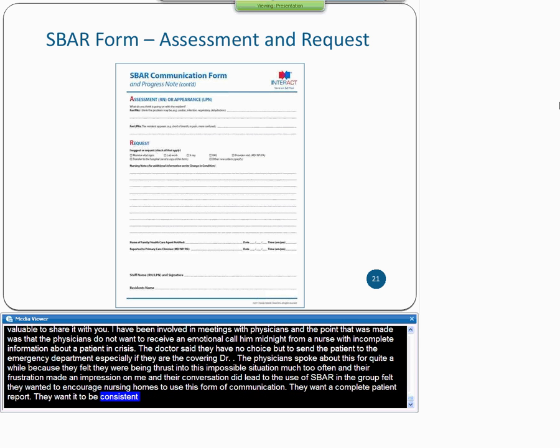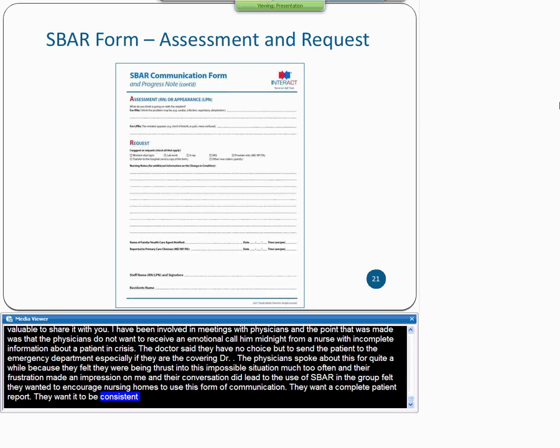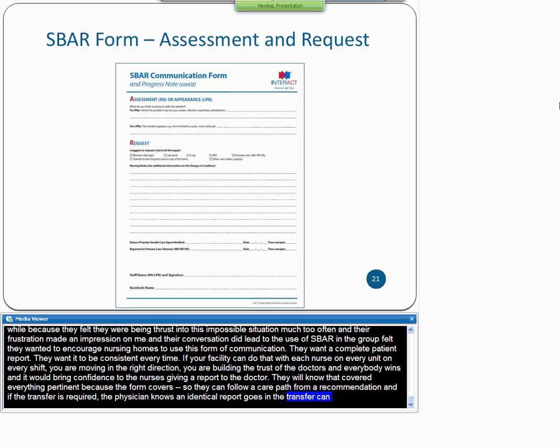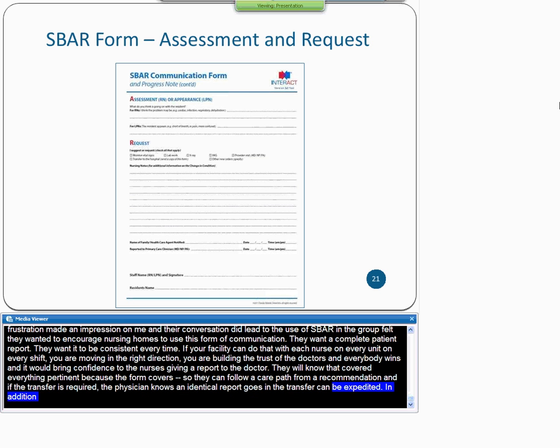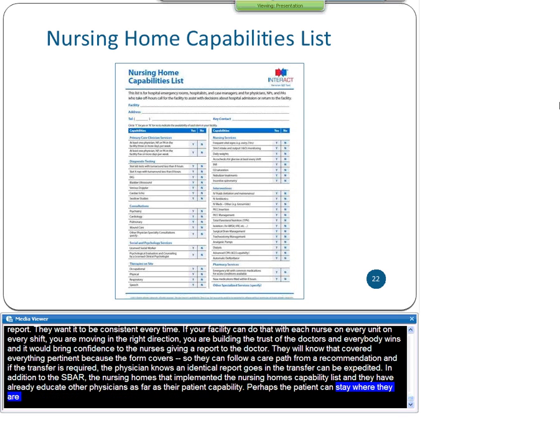So in addition to the SBAR, the nursing homes have implemented the nursing home capabilities list, and they've already educated the physicians as far as their patient capabilities. So perhaps the patient can stay right where they are with updated orders, thanks to using best practices. So let's take a look at the nursing home capabilities list, which you should have in front of you.